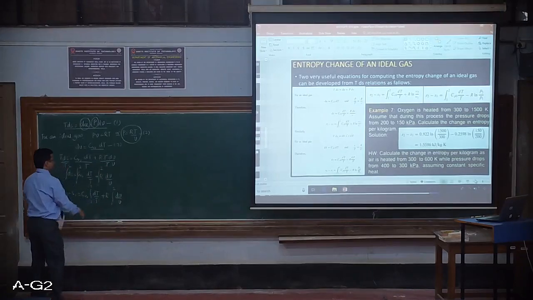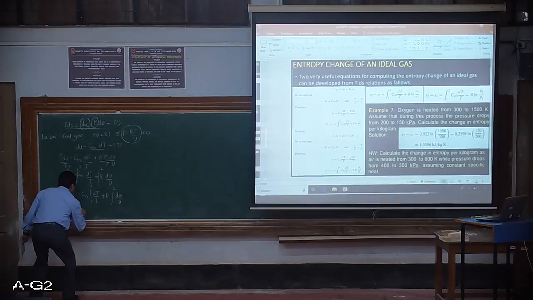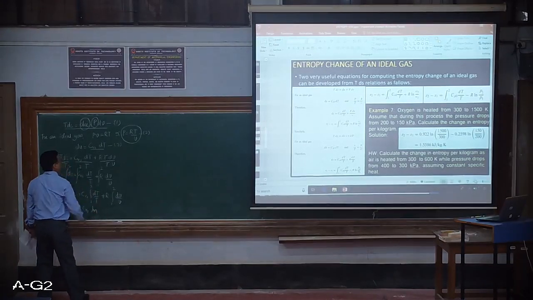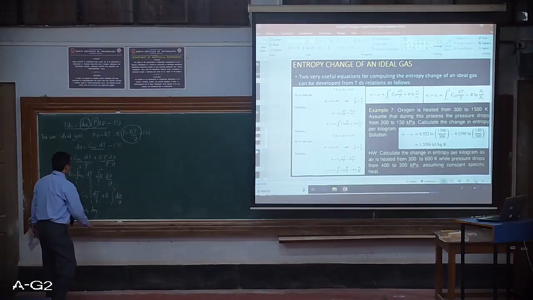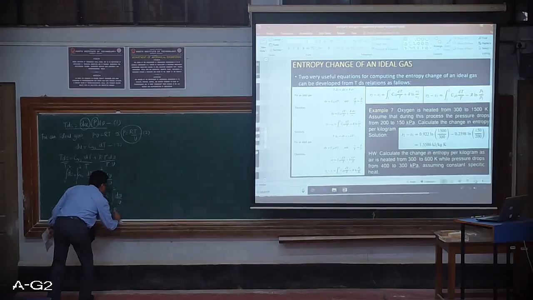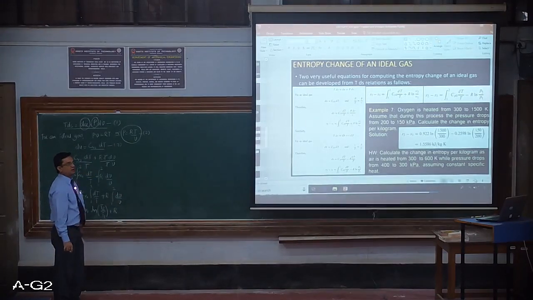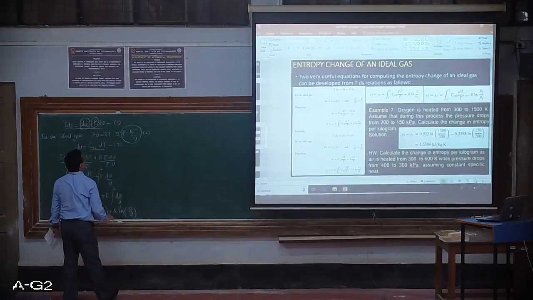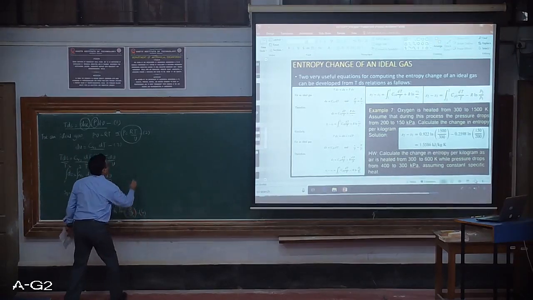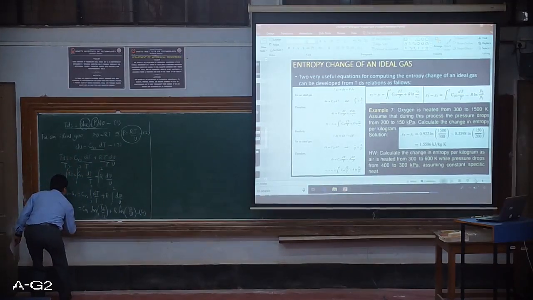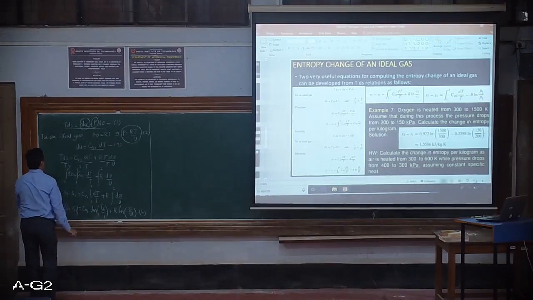Extending further, what I'll obtain here is CVO times the integral of dT by T, which is ln T, and after substituting the limits I'll get ln T2 by T1, plus R is constant. Similarly, if I integrate dV by V, I'll get ln, and after substituting, V2 by V1. So this is my fourth equation. This is how we can obtain the final form of the change in entropy, S2 minus S1.